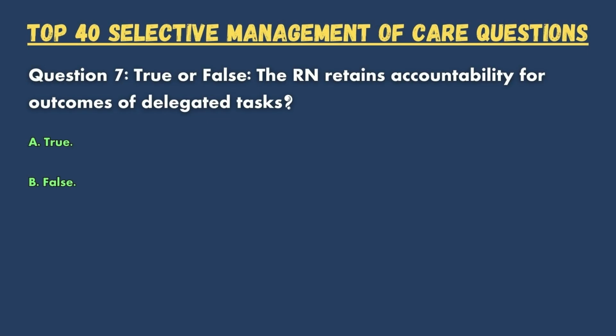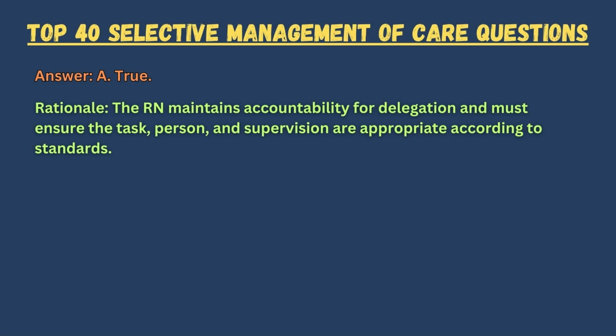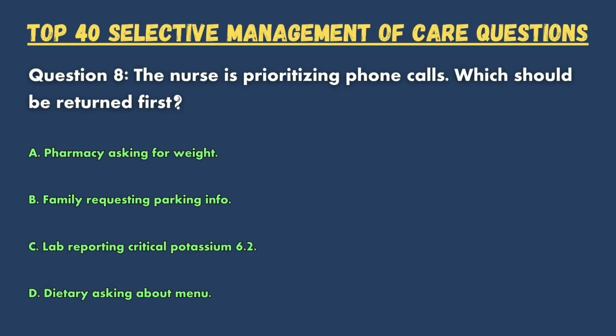Question 7. True or false? The RN retains accountability for outcomes of delegated tasks. A. True. B. False. Answer. A. True. Rationale. The RN maintains accountability for delegation and must ensure the task, person, and supervision are appropriate according to standards.